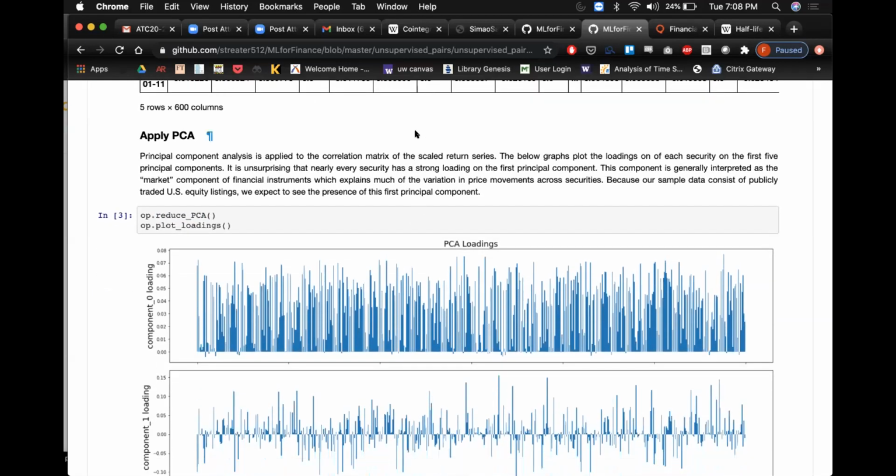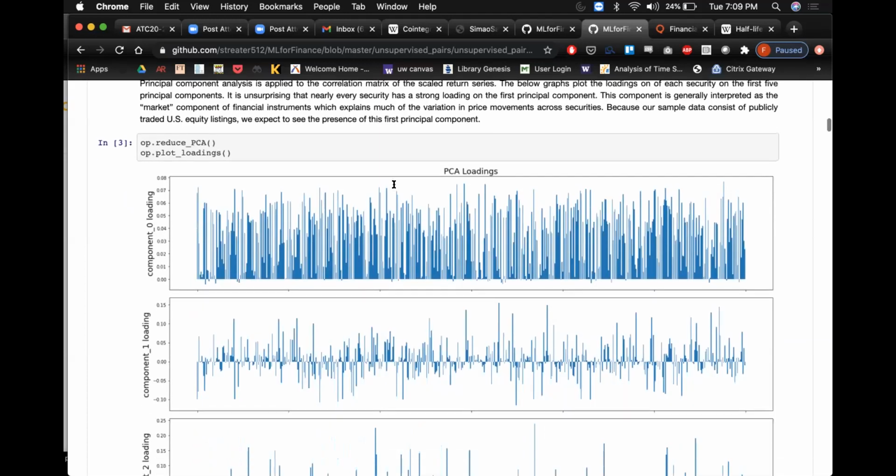In addition, it computes the daily returns, scales them, computes the correlation matrix, and then runs the correlation matrix through principal component analysis. This defaults to giving the first 10 components. You can use any number of components, but the authors suggest using fewer than 15 because after that you start to run into some curse of dimensionality issues. So below, we're plotting the loadings for each security on the first principal components.